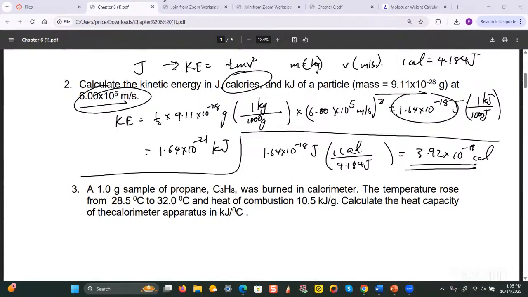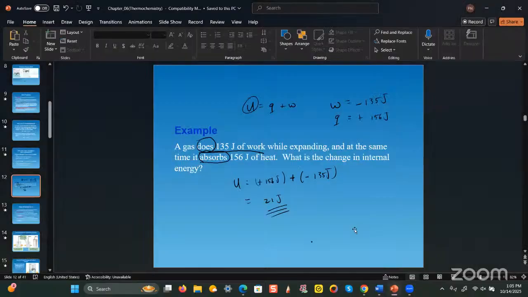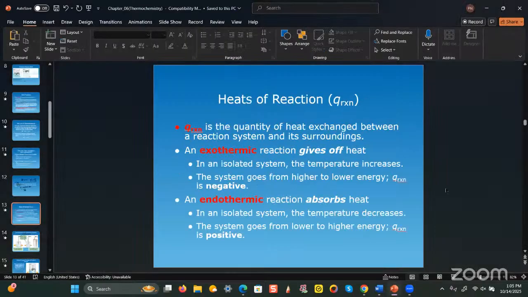Okay, so let me go back to the PowerPoint. Well, let me clear this first. Let's move on to heat of reactions, right? So basically, you're going to learn here the fact that when you have a reaction taking place, you can have a heat change, right? You can have a situation where you mix two things together and it produces heat energy, or you can have a situation where you mix two things together and it absorbs energy from its surroundings, all right? So let's define some terms here.